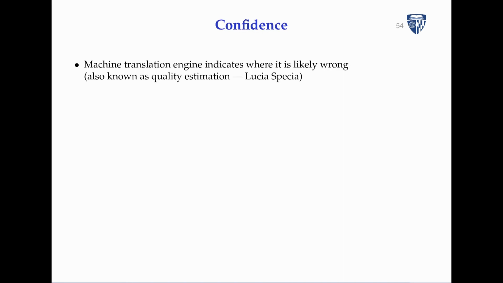So the basic idea here is if the machine translation system is not very confident about its translation, thinks this is a rubbish translation it's producing, maybe don't even show that to the user. So this task of the machine translation system, while translating, also providing a confidence score, is called quality estimation. Lucia Specia is a researcher who's done a lot of work in this area.